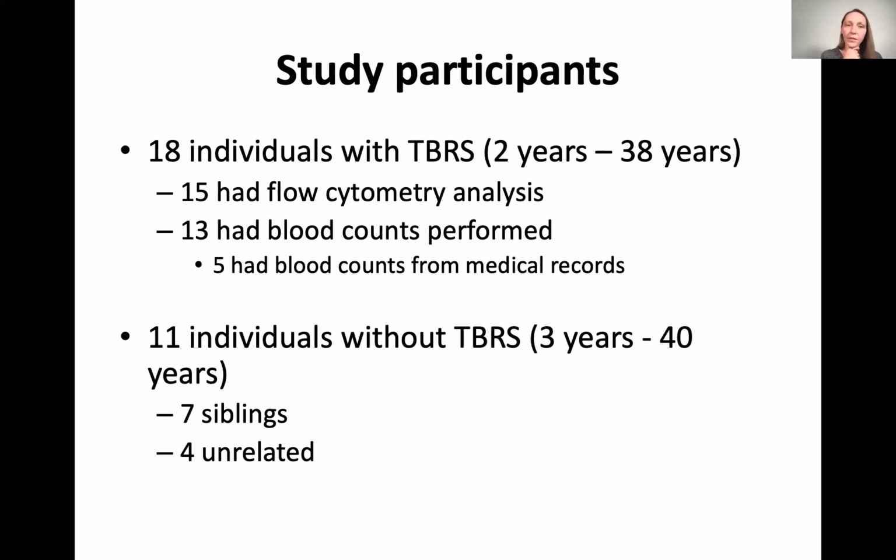Additionally, having the medical records contributed from a number of individuals helped us to track some differences over time. Additionally, we enrolled 11 individuals without TBRS, and the age range was pretty comparable, 3 years of age to 4 years of age. 7 of them were siblings of individuals with TBRS, and then 4 were not related, just otherwise unaffected children.